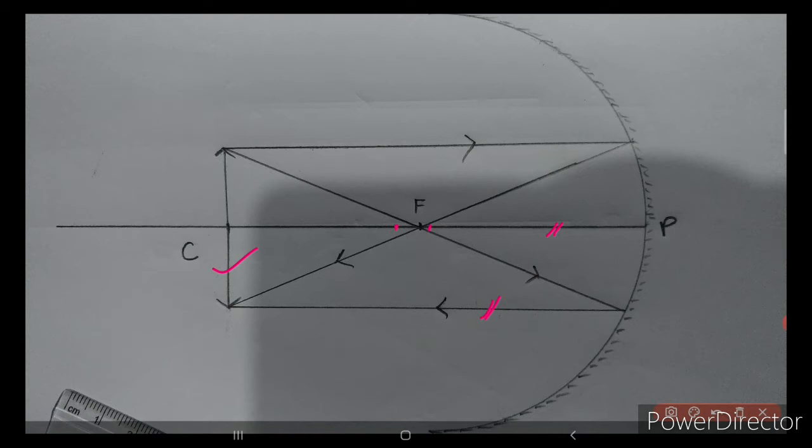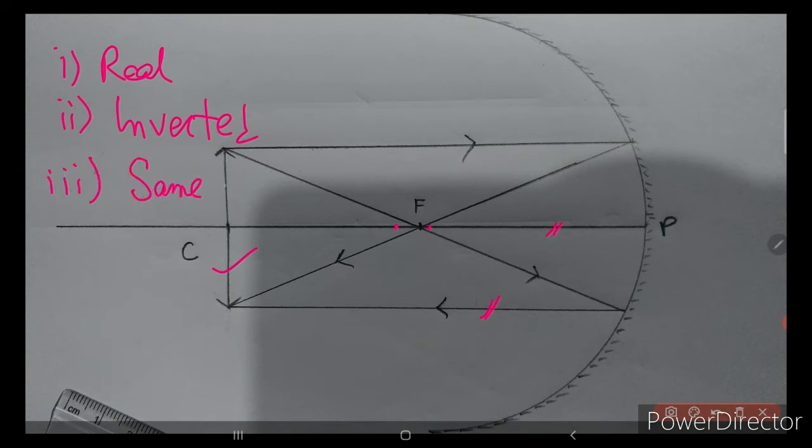Again the nature of the image is, as you can see, number 1, real. Number 2, inverted. Number 3, about the size, same size. And the last one is our position, at the center of curvature, so I am writing C. I hope this is clear. Now let us go to the next case.